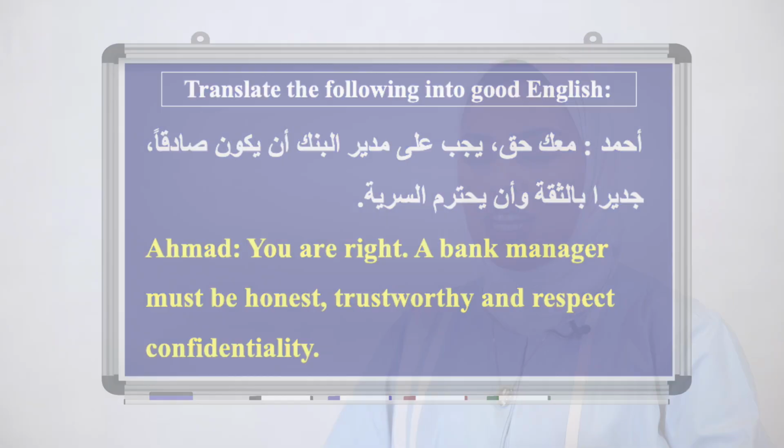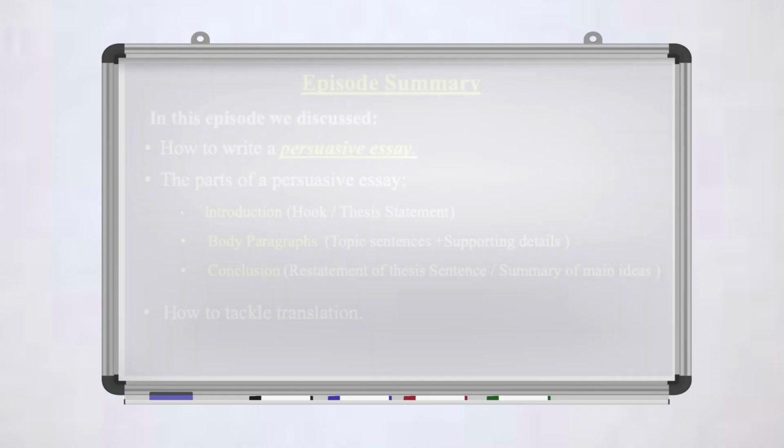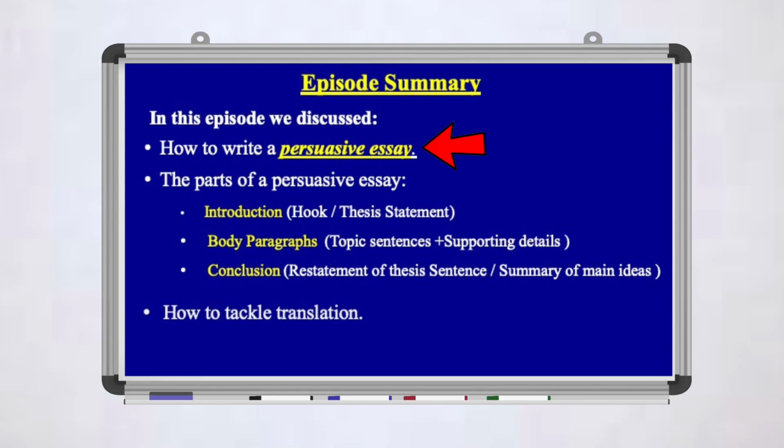Now, let's review what we have discussed throughout this episode. We learned how to write a persuasive essay. And a persuasive essay is having an opinion and sharing it with you. Then we reviewed the parts of the persuasive essay, the introduction, the body paragraphs, and the conclusion. And at the end, we learned how to tackle translation.